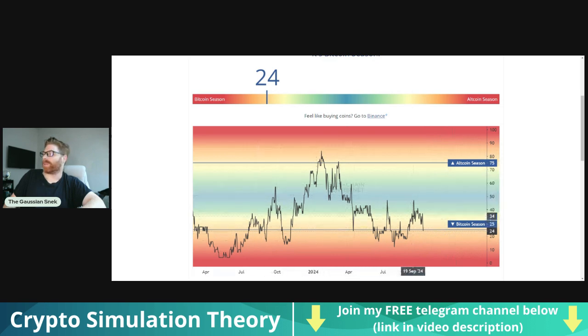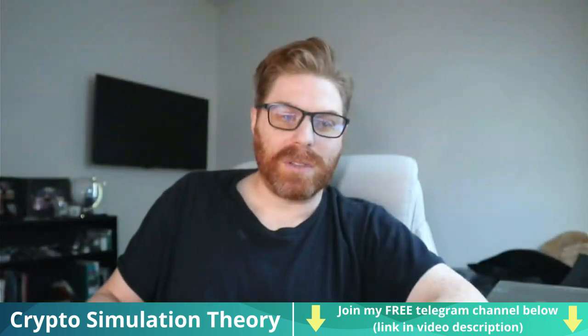Can't tell you exactly when in 2025, but my guess is end of quarter four into quarter one of 2025 will probably mark the first major altcoin season starting. And I think there may be another one later next year if the bull market continues, but that's a topic for another time. But yeah, look at how bullish that is. That's very bullish. So there you have it.